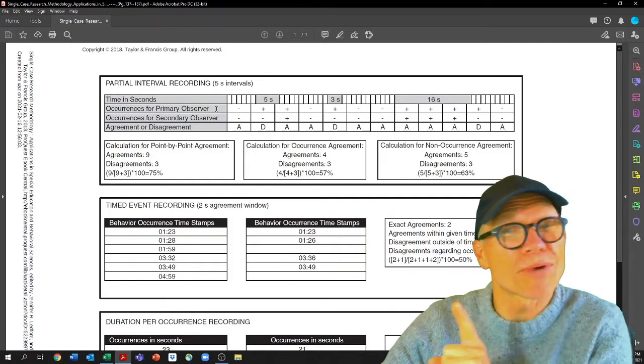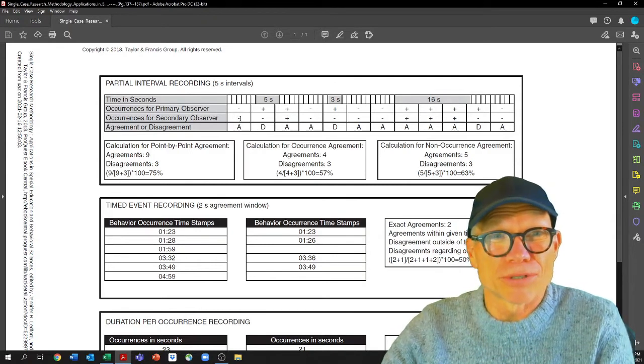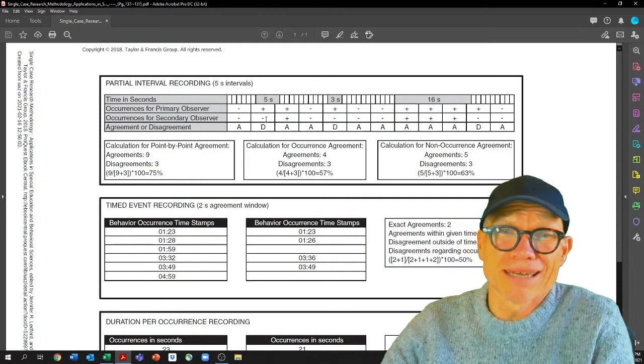Now that's what the primary observer saw, okay? The secondary observer, in that second box, somehow they missed the yelling. I don't know. They put their fingers in their ears. They walked out of the room. Who knows?